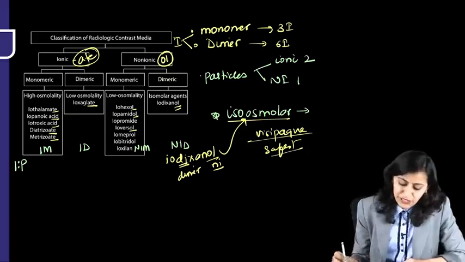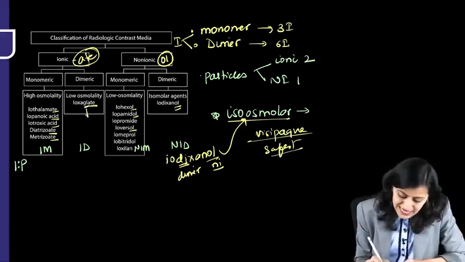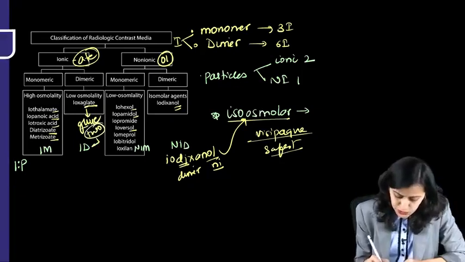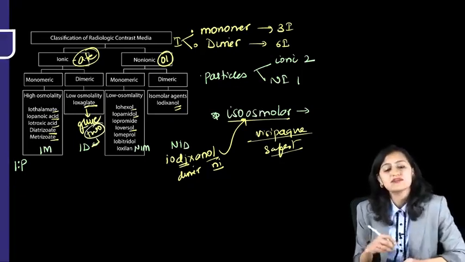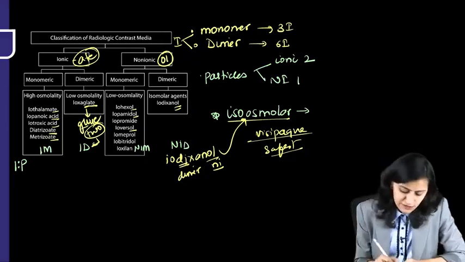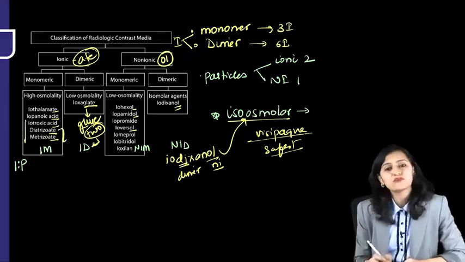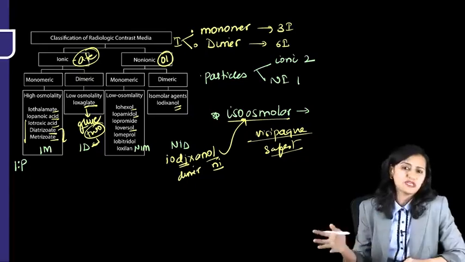Which is the ionic dimer? Remember, ioxaglate. Glate, GL is like glue, and glue is like 2, that is dimer. So remember, ioxaglate is the ionic dimer. The rest of them are monomers. Diatrizoate has the brand names Gastrografin and Urografin.